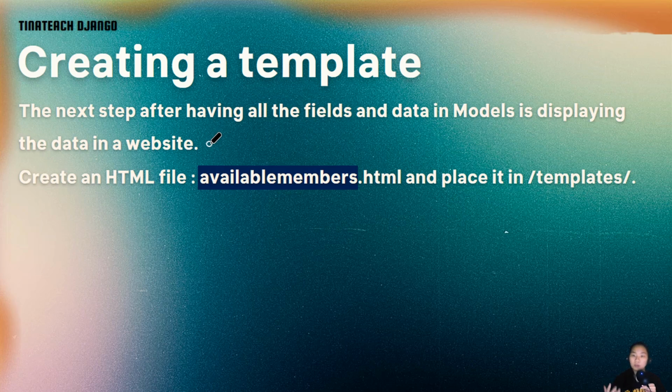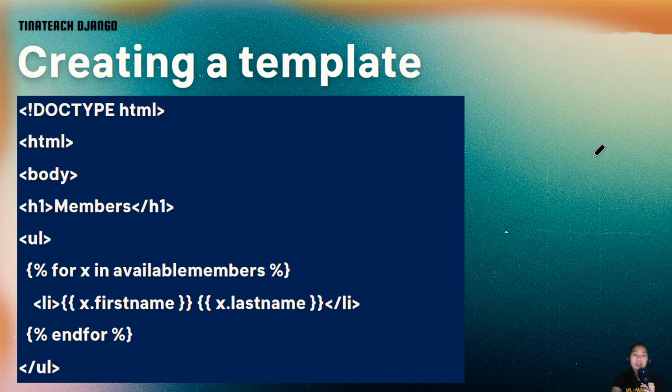I'm going to name it available members, okay, just for easy understanding, and place it in the templates folder, obviously. And then this is what I'm going to add in that file, okay? We start off with the classic HTML syntax with the body and the H1 header with members. Now, let's move on to this unordered list over here.